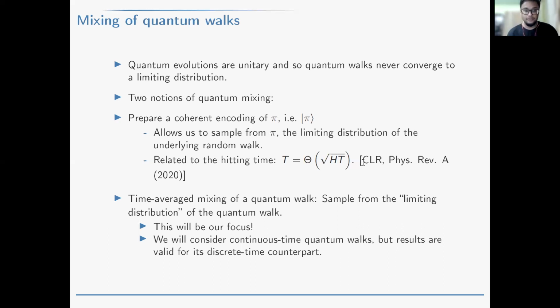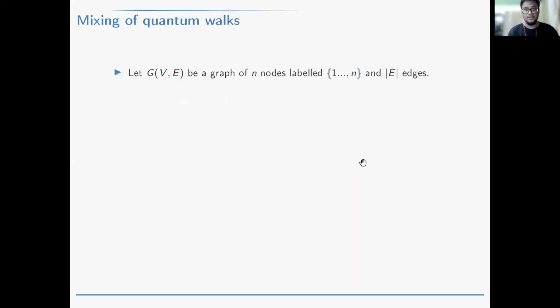Okay, so we'll focus on continuous time quantum walks. Next I'll define what continuous time quantum walks are, and then I'll define what I mean by this notion of time average mixing of a quantum walk. Suppose you have a graph of n vertices or n nodes that you label from 1 to n, and that graph has e edges.